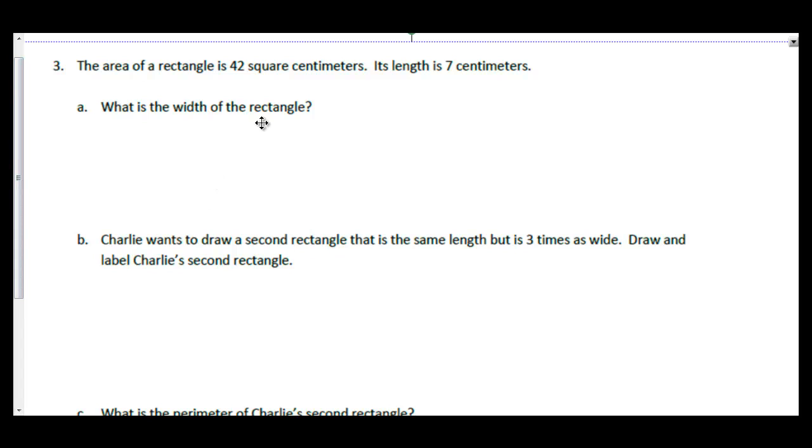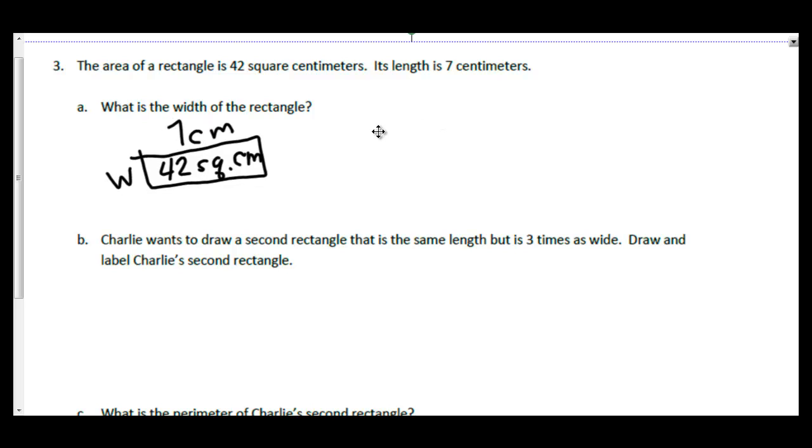These get tricky, don't they? I want to make sure that you really understand. So let's start by drawing a model. That's always important. I'll start by just drawing a rectangle. And think about what I know. I know that the area is 42 square centimeters, and I know the length is 7 centimeters. So I'm trying to find the width.